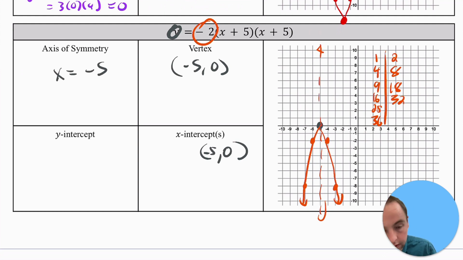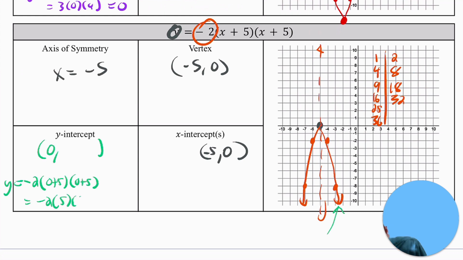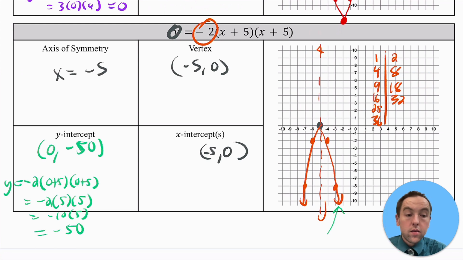And then finally, if we want to get the y-intercept, we can see that it's going to be somewhat of a negative number. So you'll want to plug in the 0 for x to find that y-intercept. So you have -2 times 0 plus 5 times 0 plus 5 is going to equal y. So it's going to equal -2 times 5 times 5, which equals -10 times 5, which equals -50. All right, so 0, -50 is going to give you the y-intercept for that parabola.